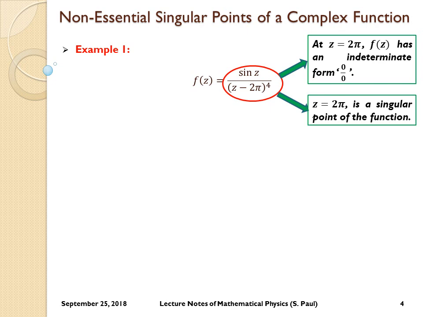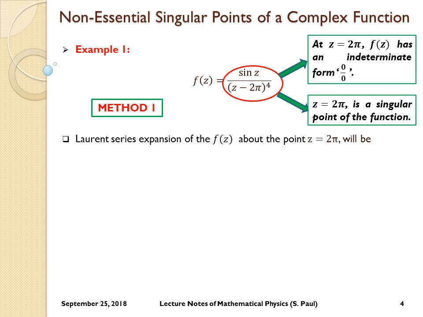Since the given complex function contains a sine term in the numerator, we should use method 1 to identify the non-essential singular point for the given complex function. According to method 1, we have to calculate the Laurent series expansion of the complex function about the point z equal to 2 pi.